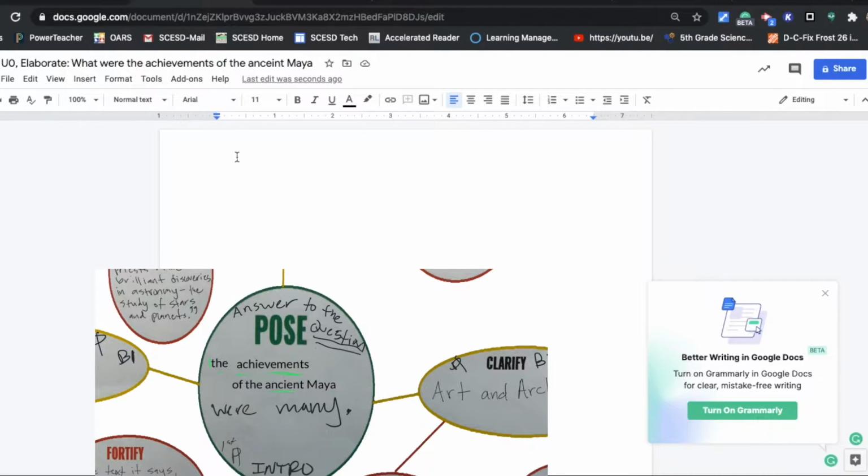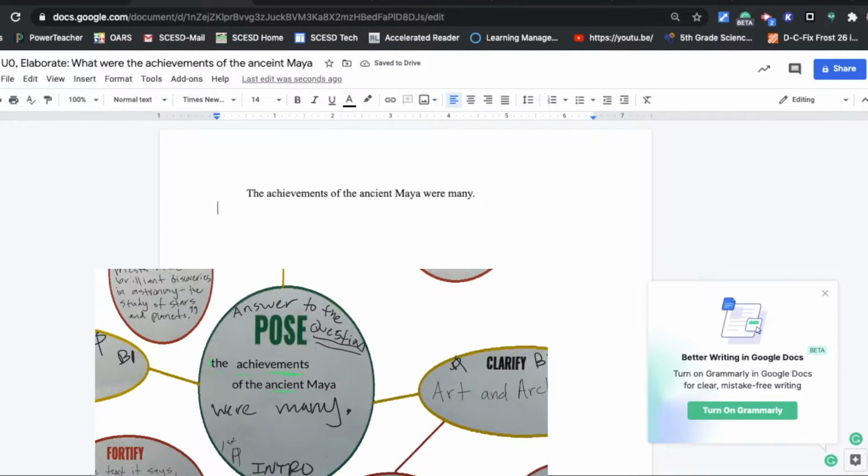Make sure that you have it set for Times New Roman and that you have anywhere between 12 and 14 font. I like 14 font. It's easier for me to see. And the color needs to be black. Okay, so the achievements of the ancient Maya were many. Boom. Done. Let's go to the next one.